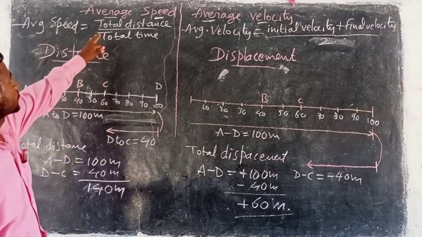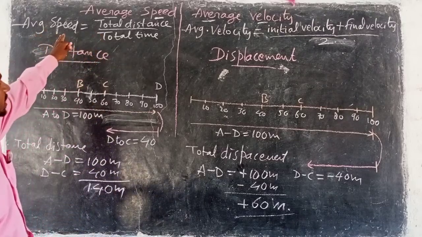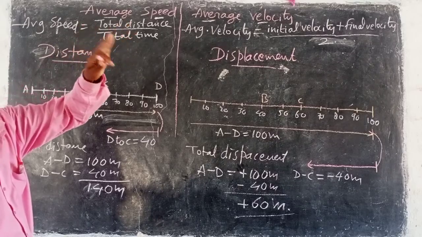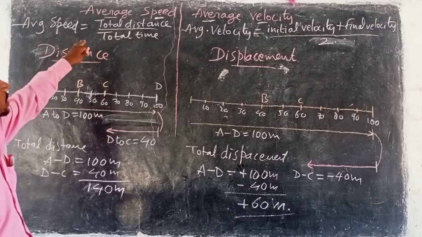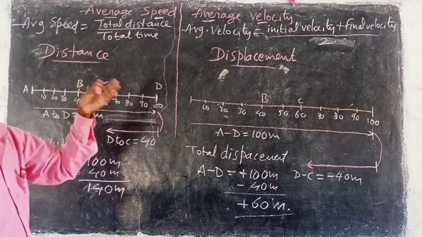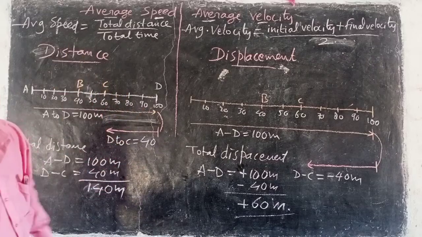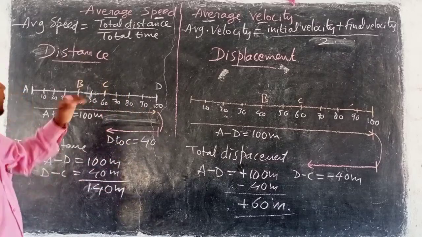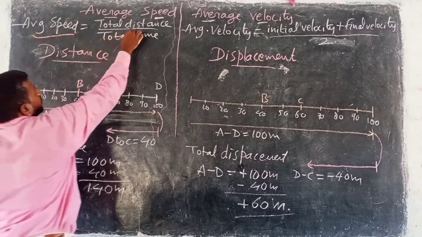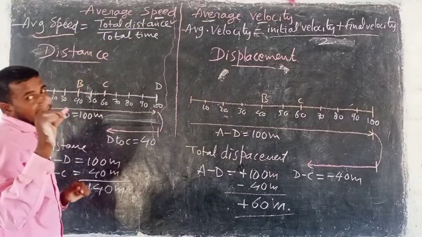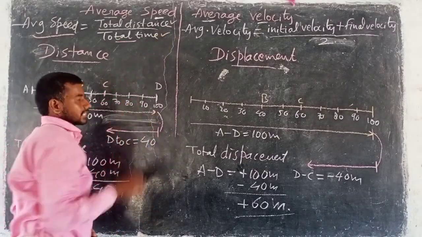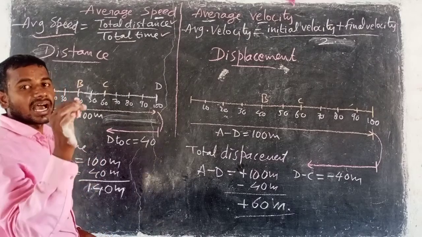What is average speed? Average speed is nothing but total distance traveled by an object divided by total time taken by that object. Average speed is equal to total distance traveled by an object and total time taken by an object, and that is called average speed.